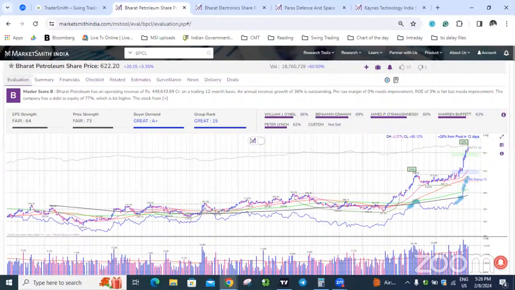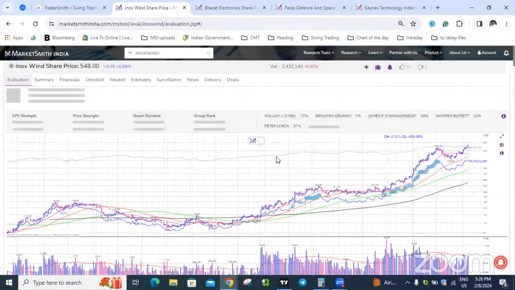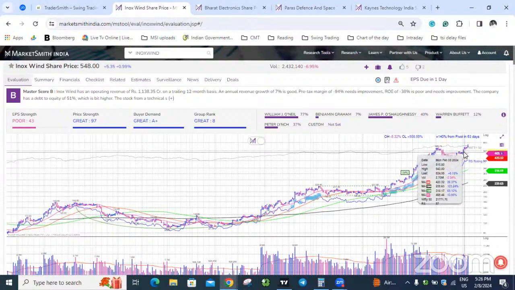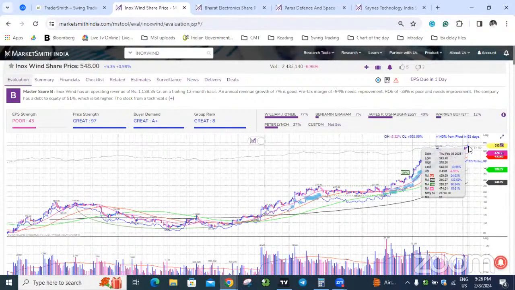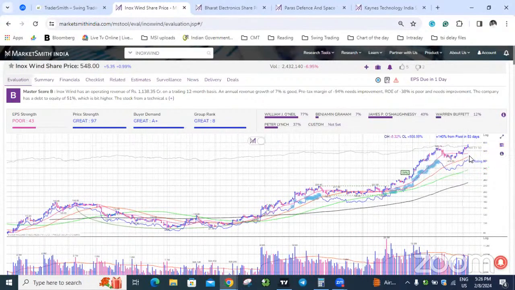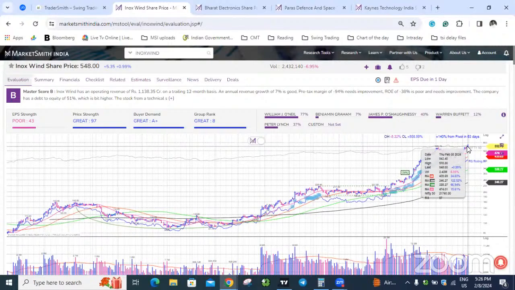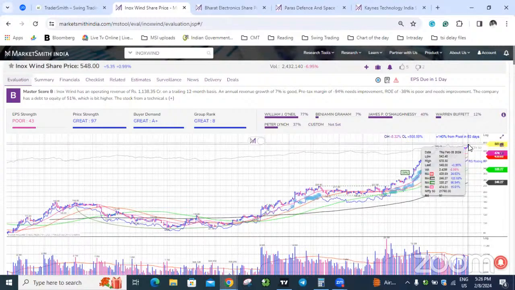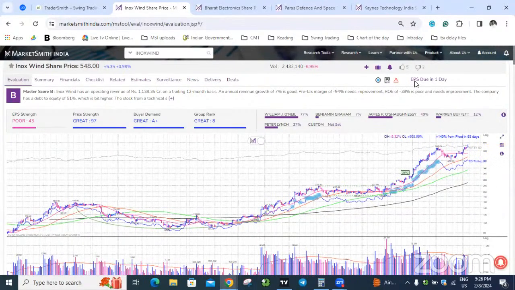Next one is Inox Wind. Here there was a small correction, then a small symmetrical triangle pattern, and after that it's trending higher. But right now it's trading at a higher level, and there are some signs of weakness coming from the higher side where profit booking is happening. And one can also see the results are due tomorrow.